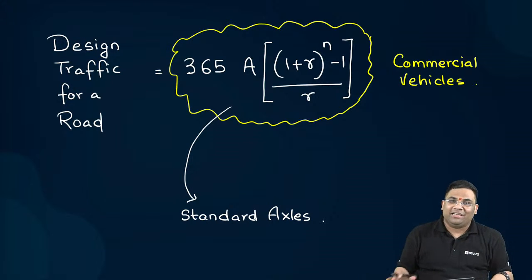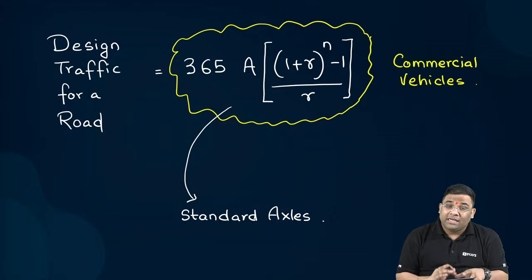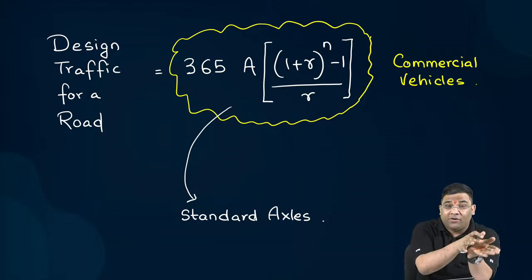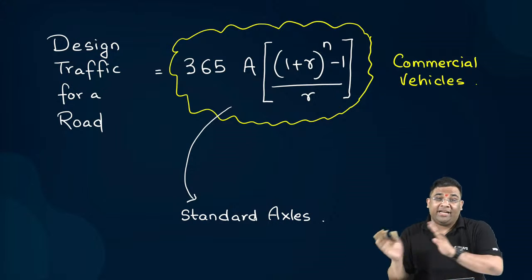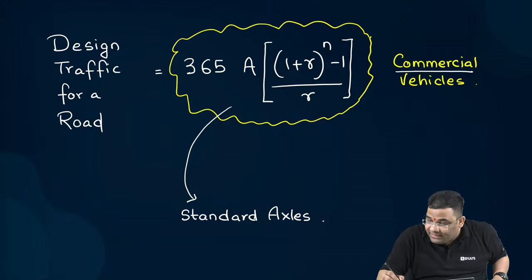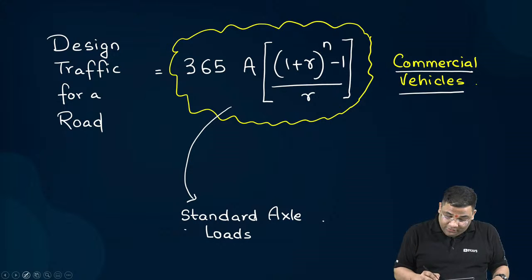The vehicle contains axles: there is a front axle, there is a rear axle, and there will be different axle loads. So the vehicle number will be different and the axle number will be different. Now those axle loads you can convert into standard axle load, that we learned. But how to convert commercial vehicles into standard axle load? That is the trick.